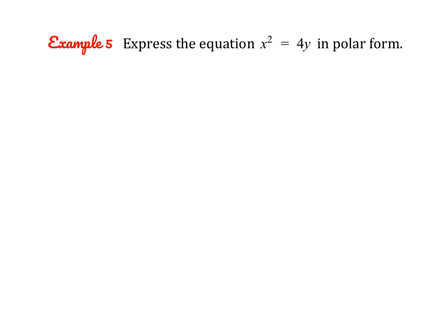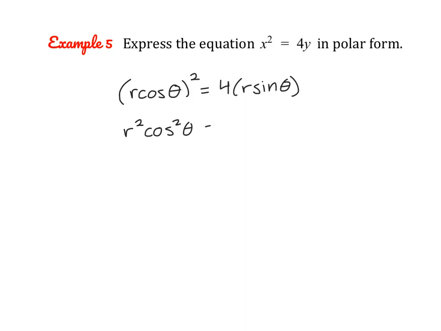Okay, so here we have the equation x squared equals 4y, and we'd like to write it in polar form. So again, I'm going to replace all of my x's with r cosine of theta. So I replace it like this, and you replace your y value with r sine of theta. And now we are going to try to isolate r. So this actually becomes r squared cosine squared theta equals 4r sine theta.